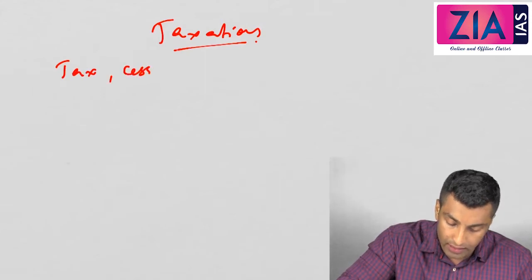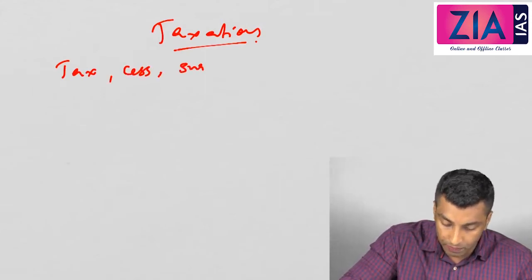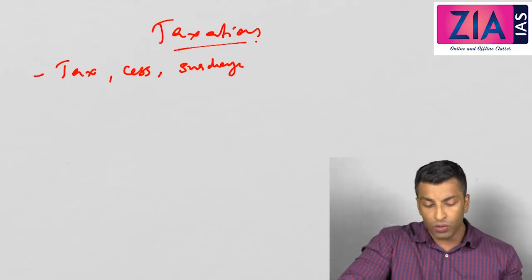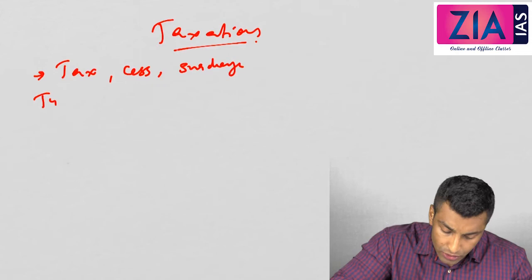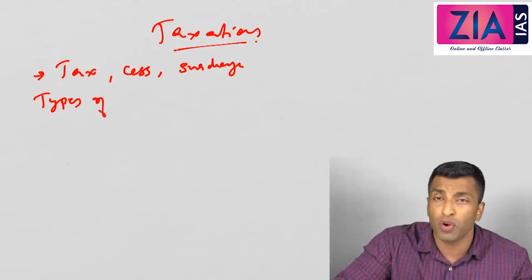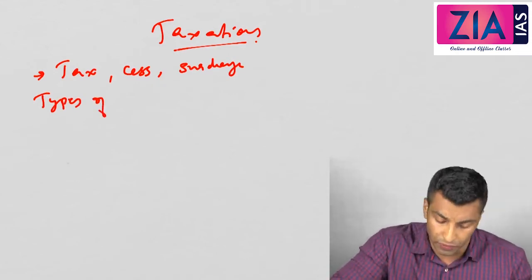what is cess, right? Then we talked about what is surcharge, and also in that session we have talked about different types of taxes. So what are the different types of taxes? Let me go for a quick recap of what all things we have done so far.